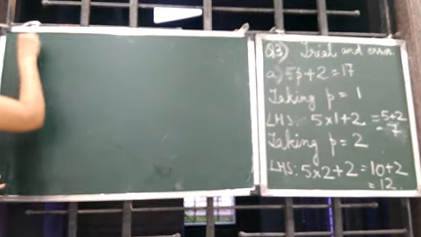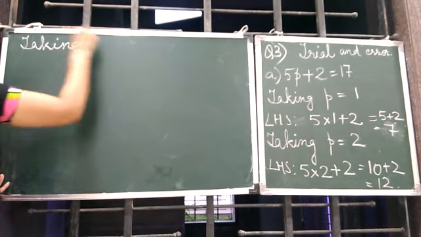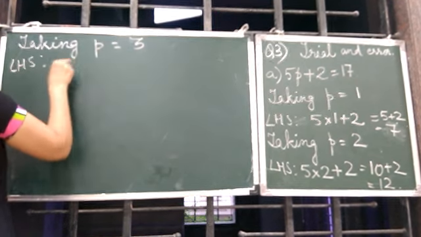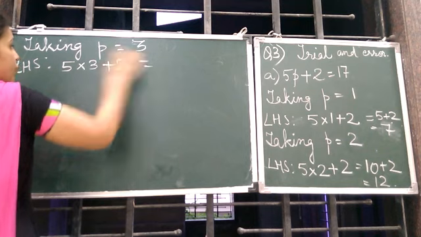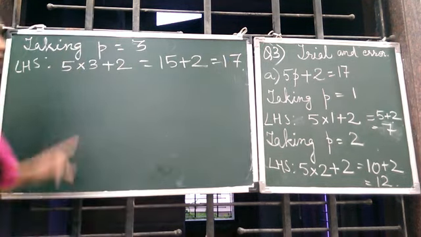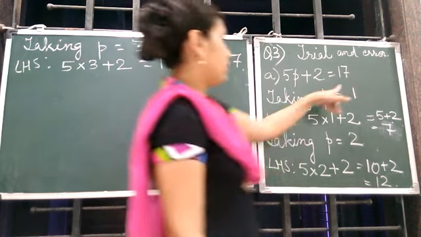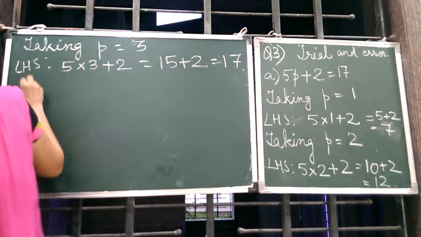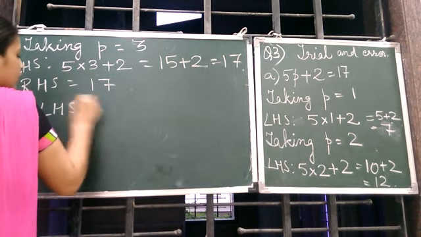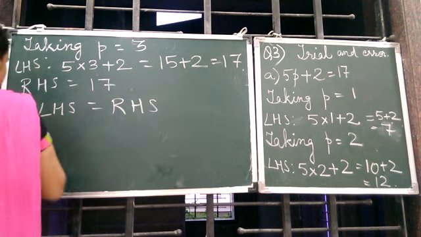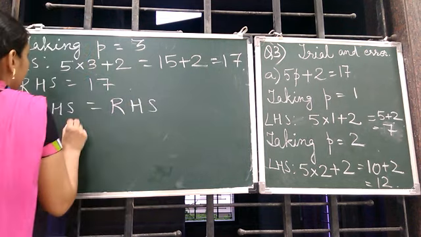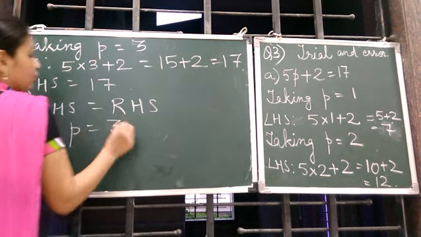So taking p is equal to 3. LHS: 5 into 3 plus 2. 5 3s are 15 plus 2 gives us 17. Is it equal to RHS? Yes. LHS is equal to RHS. RHS is equal to 17. So LHS is equal to RHS. That means from the trial and error method, we found that p is equal to 3.